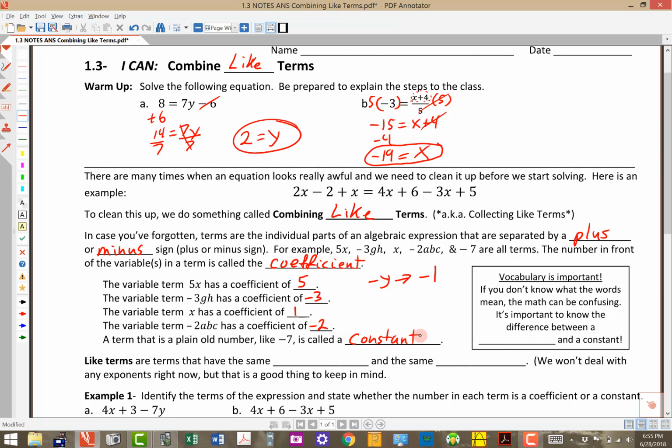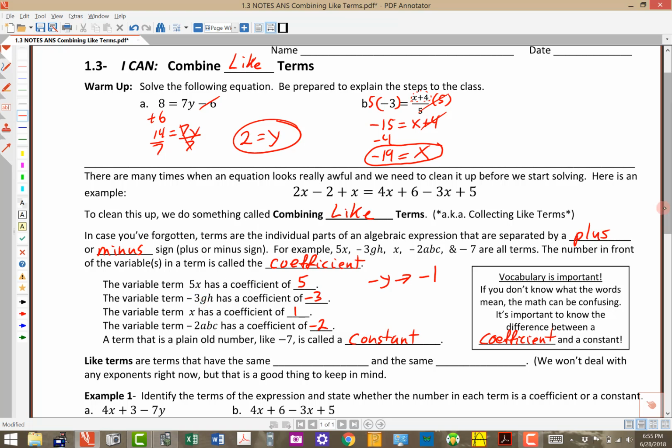Now, vocabulary is really important. We've talked about a bunch of different vocabulary over the last couple of days: coefficient, constant, terms, combining, all that sort of stuff. If you don't know what the words mean, it can be really confusing. So it's important to know the difference between a coefficient and a constant. Remember, a constant is just a plain old number. A coefficient is the number that's sitting in front of a variable. So 5x means 5 times x. -3gh is -3 times gh.